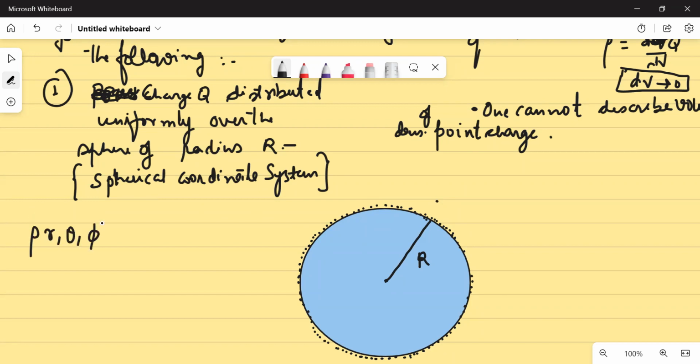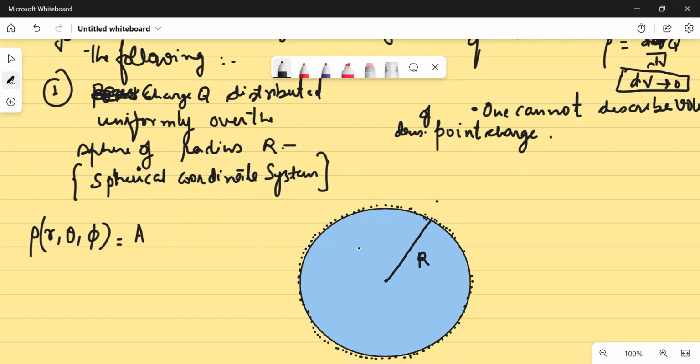Rho would be some function of r, theta, and phi, because now it would be quite apt to use the spherical coordinate system, because I have this charge distributed uniformly over the sphere of radius R. The symmetry of the problem itself suggests that I should use a spherical coordinate system. So there would be some constant. I don't know what it would be.